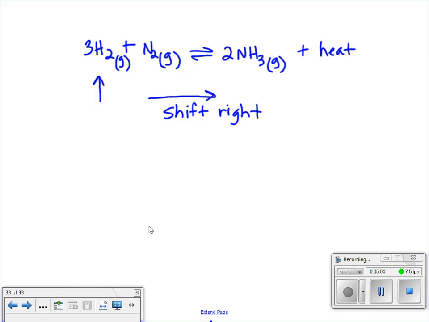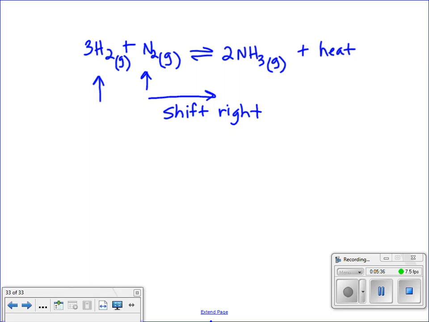And when it shifts right, that consumes that additional hydrogen that was added because this hydrogen is reacting with this nitrogen to produce this ammonia, causes a shift to the right, and that consumes that additional hydrogen in reestablishing the equilibrium. Same thing would happen if I increase the nitrogen. So if I increase the concentration of a reactant, equilibrium shifts to the right.